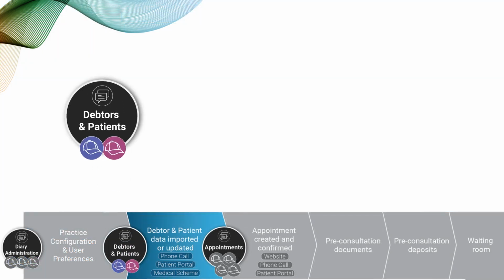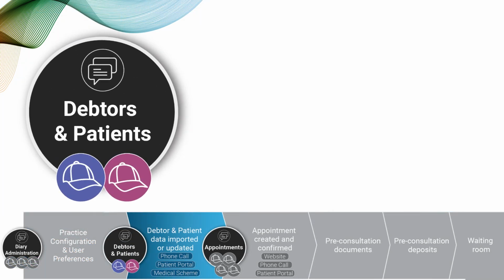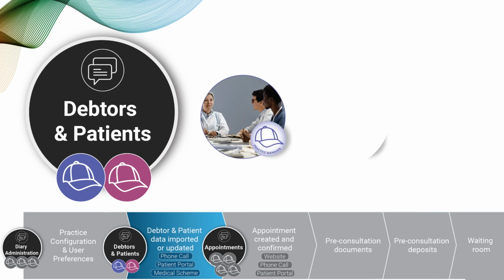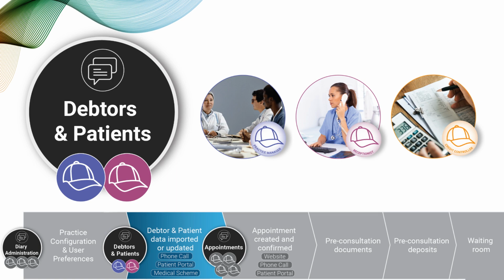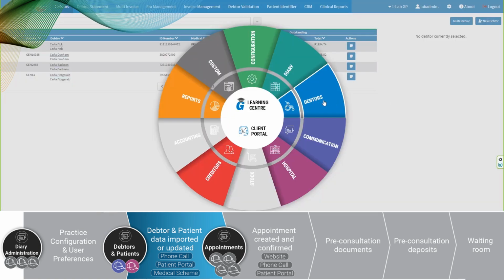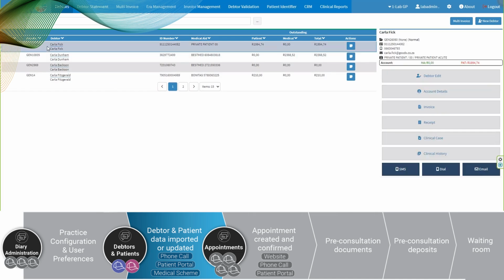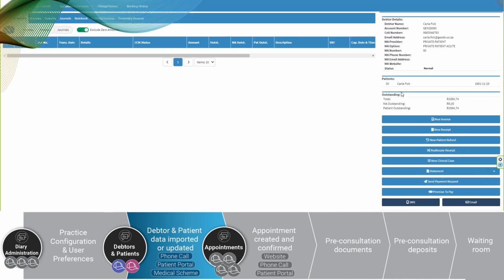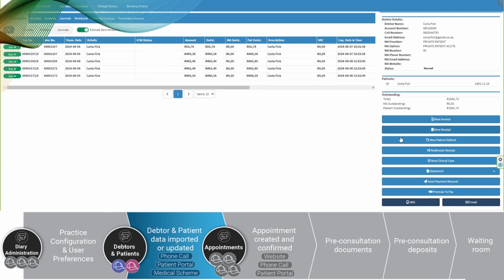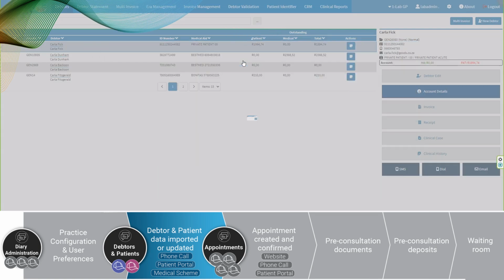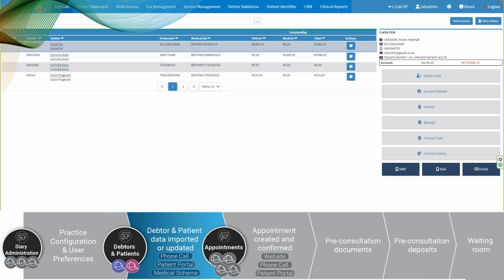The second process focuses on debtors and patient management. The practice manager, receptionist, and credit controller are involved in the debtors and patients process. Data processing systems are designed and established to handle patient information securely. The software configuration is completed, allowing us to effectively manage patient records, billing, and insurance claims.